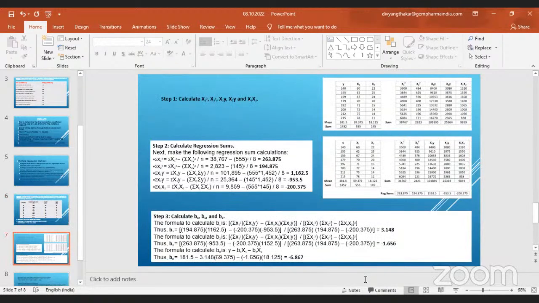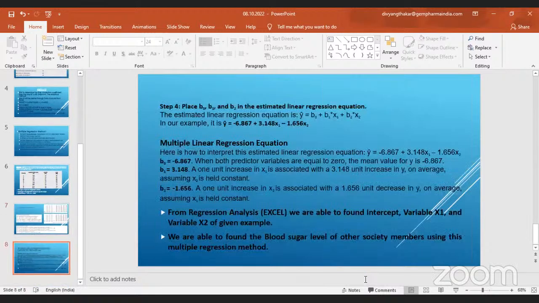Here there is also a statistical method I have described, like calculation of regression sum, calculate x1, then calculate the slope, and also from the final data we can derive the blood sugar level. This is also available from the Excel file data analysis, through which we are able to find the intercept, variable x1 and variable x2 of the given example.